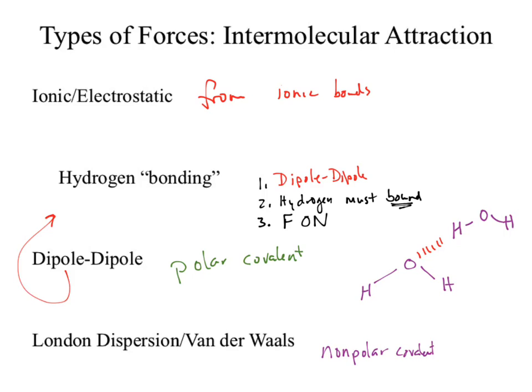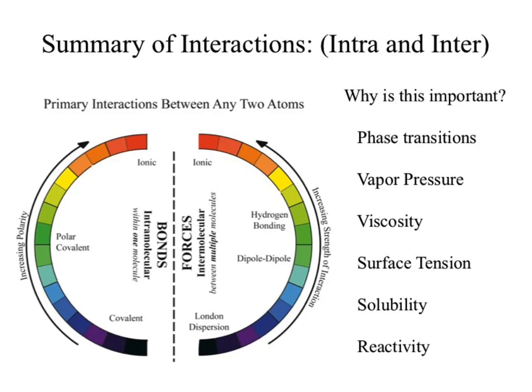Okay. So now, potentially to the fun part. What do we do with all that? We just labeled a bunch of stuff, but what do we do? What this figure shows, and you won't find this anywhere because it's something I made, is the summary of all interactions. Okay? Intra and inter, meaning inside and outside what? The molecule. So if I pick two atoms that happen to be inside a molecule, I'm looking at intramolecular attraction. Intramolecular attractions I call bonds.